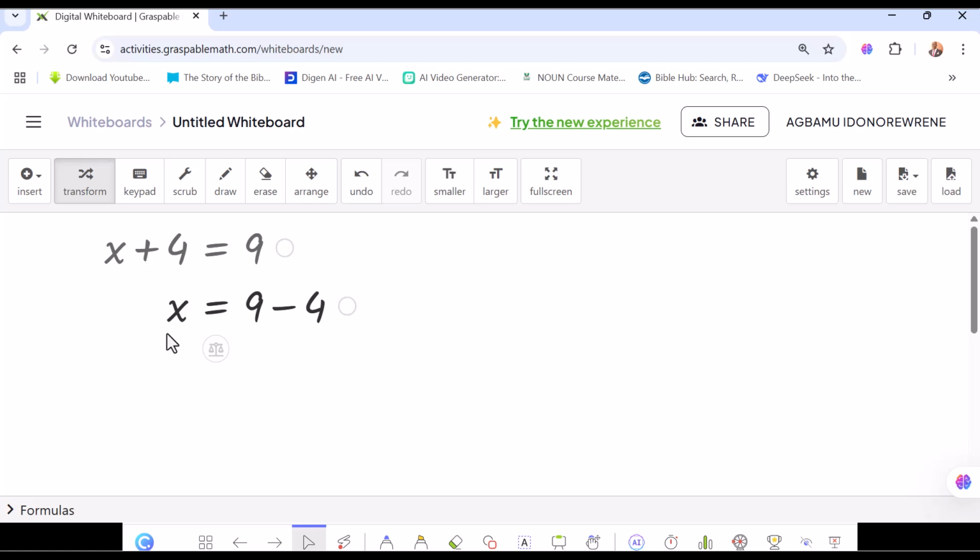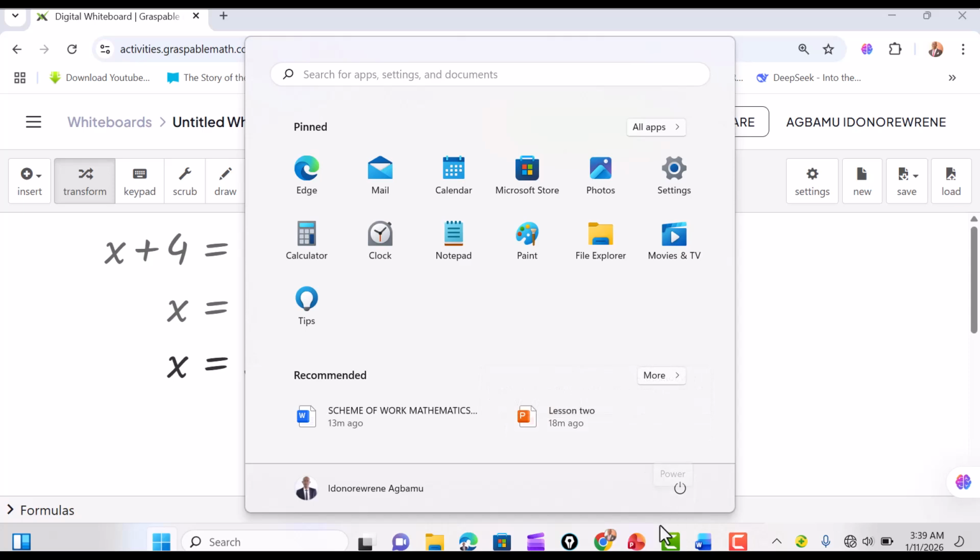So you have solved for x. You have made x stand alone. Then you now do your simple mathematics. 9 minus 4. Just click on the minus to give you 5. Very simple math. So I'd like us to use Graphable Math at home. Use your system at home. Practice it. Do some manipulations so that you understand these things very well. I want us to understand simple equation very well. It will help us to move ahead in mathematics. Okay, let's go to the next example and do our classwork, and that is all for today.